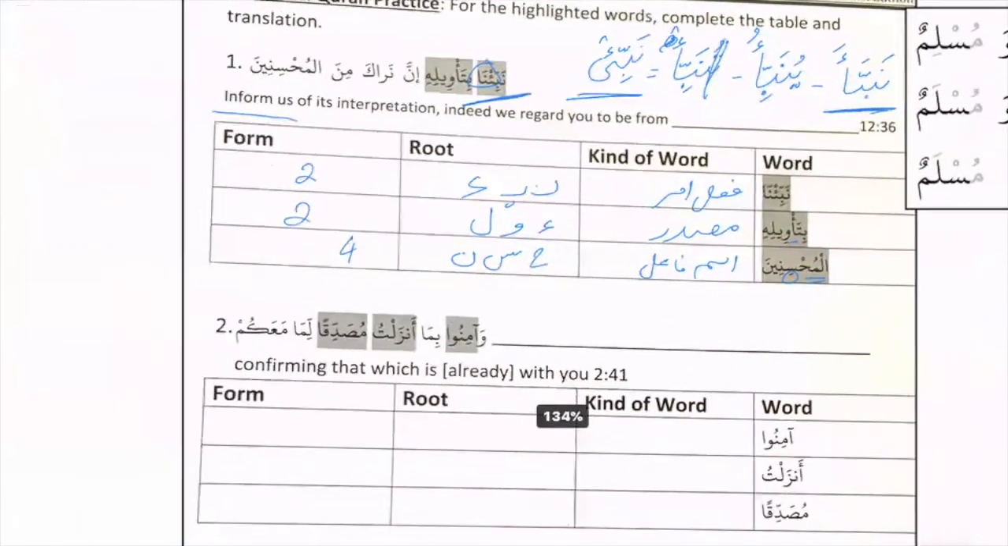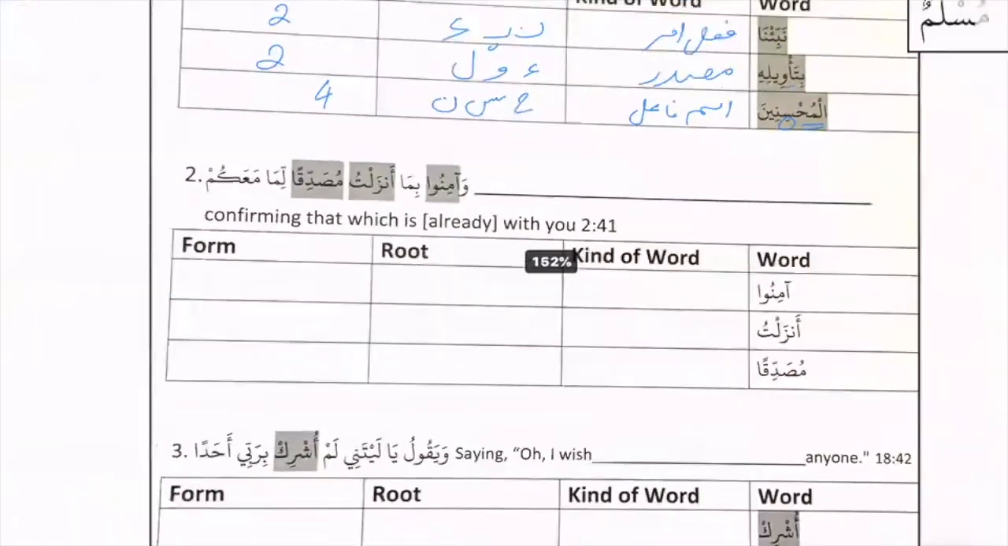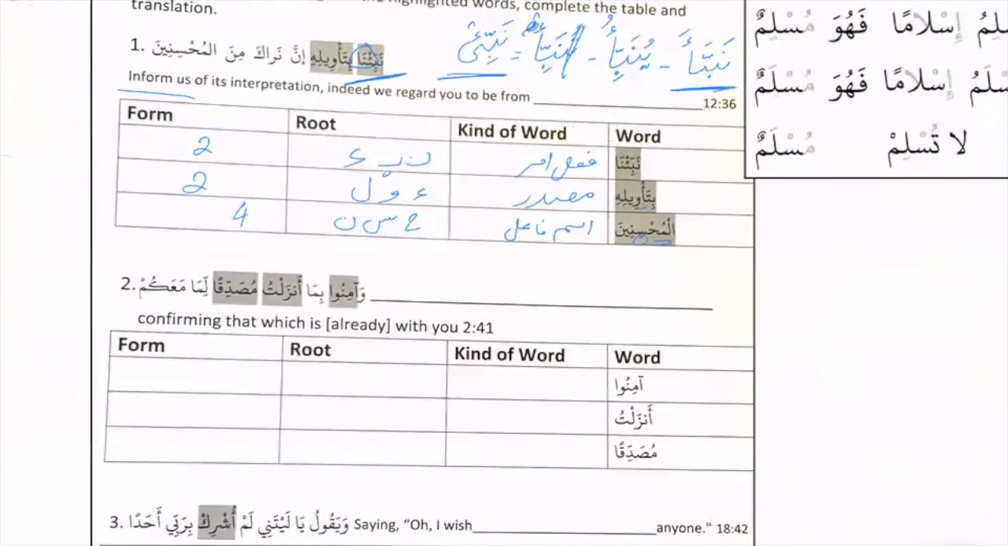Okay. So now wa aminu. As we learned already, aminu. So what do you think? Aminu. This is a command, okay? So this is our fail amr, and fail is antum. The root letters are hamza, mim, and noon, and what form is it? Family 4.